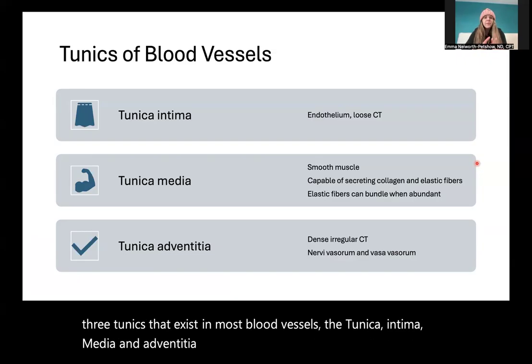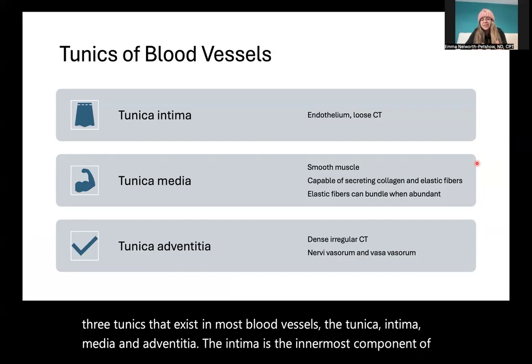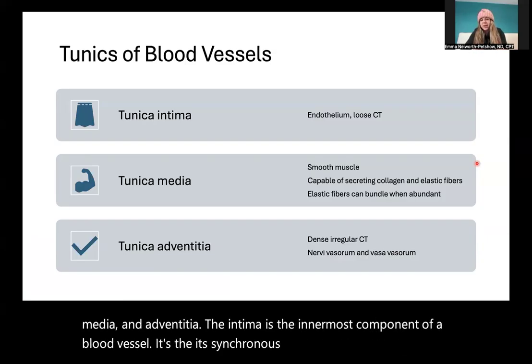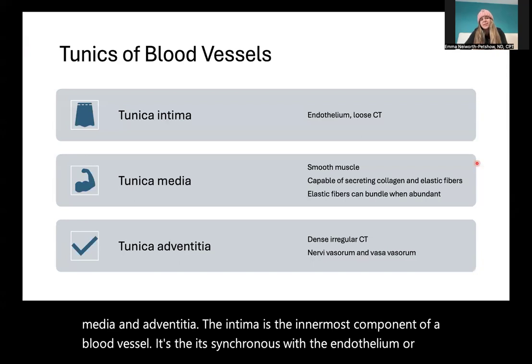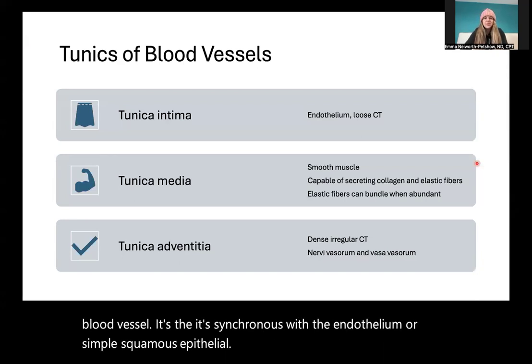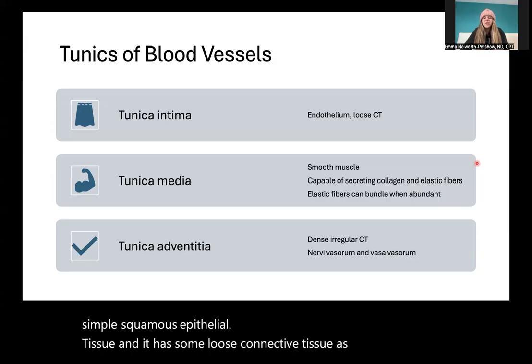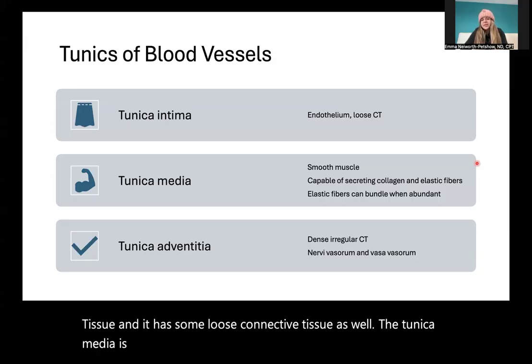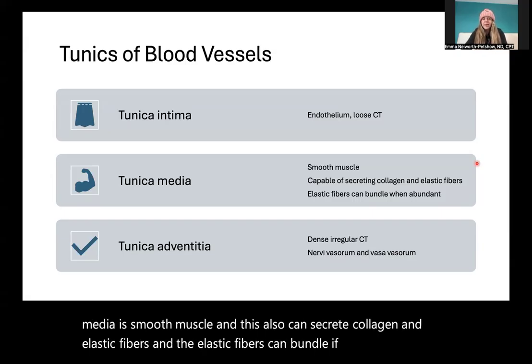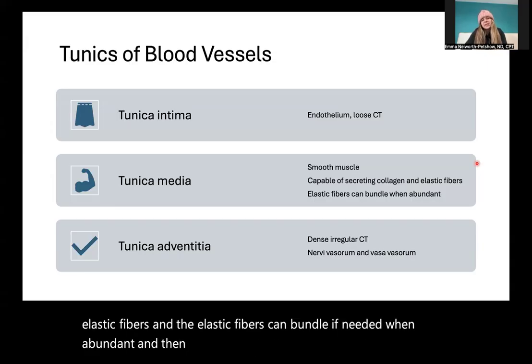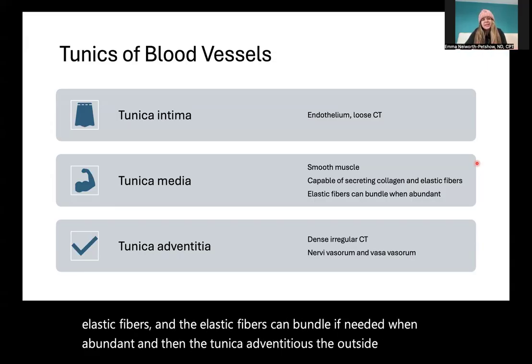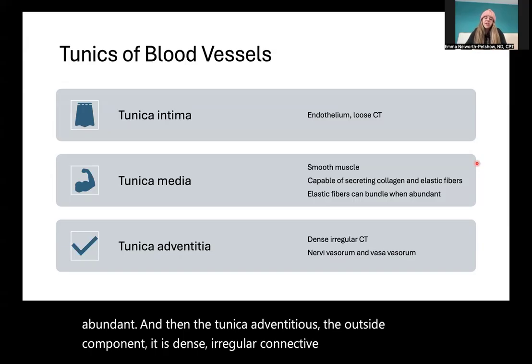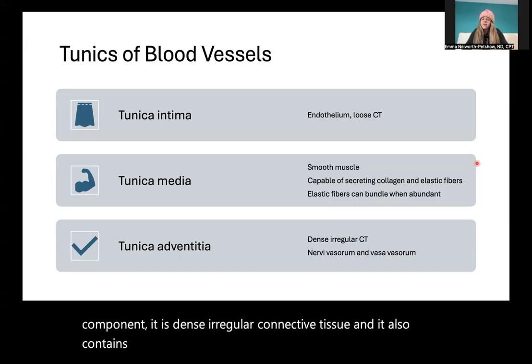The intima is the innermost component of a blood vessel. It's synonymous with the endothelium, or simple squamous epithelial tissue, and it has some loose connective tissue as well. The tunica media is smooth muscle, and this also can secrete collagen and elastic fibers, and the elastic fibers can bundle if needed when abundant. And then the tunica adventitia is the outside component. It is dense, irregular connective tissue, and it also contains nerve supply, the nervi vasorum, and blood supply, the vasa vasorum.